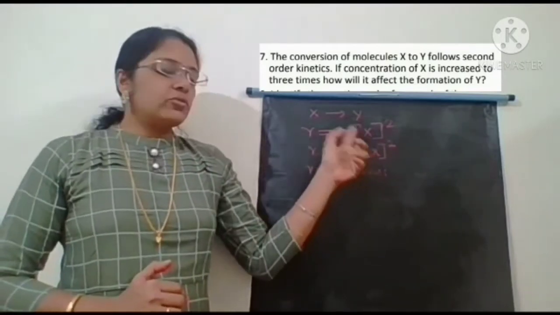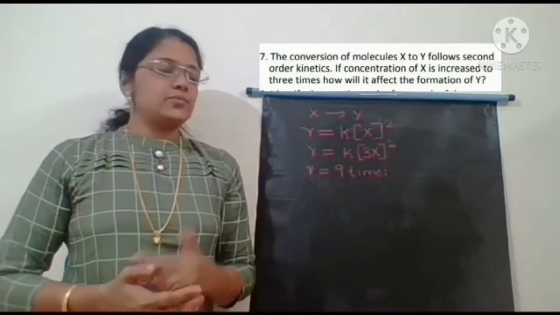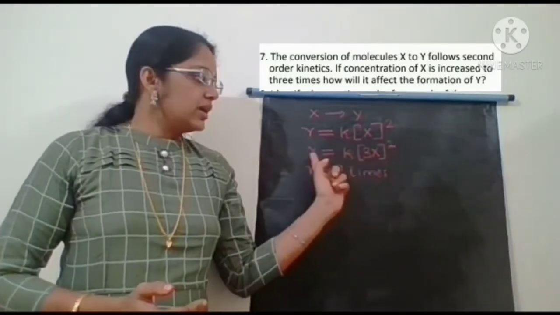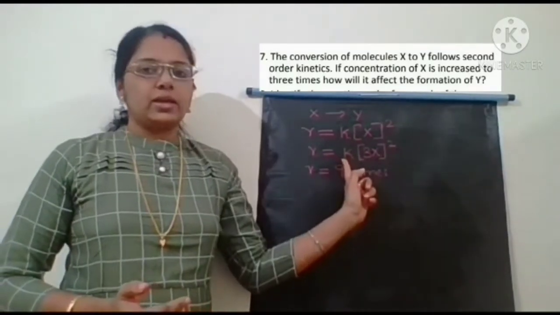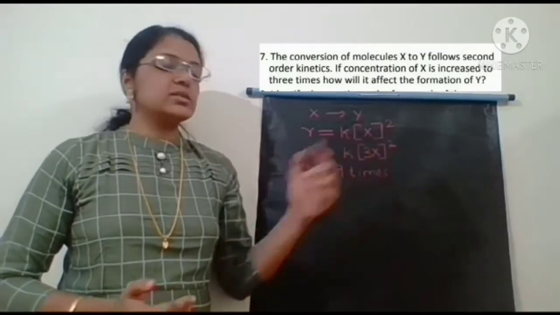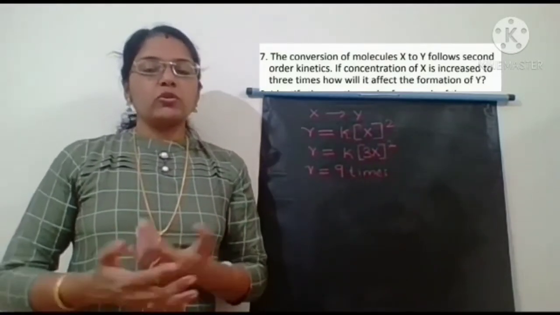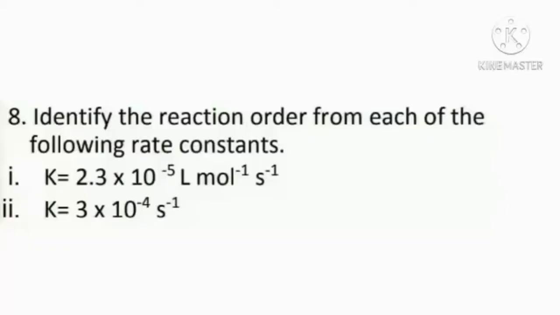Again, they have said that if the concentration of X is increased to 3 times, then the concentration of X becomes 3x. So the rate will be equal to 9x square K. That means 9 times the rate will be increased. That means during the formation of Y, the rate will be increased 9 times.